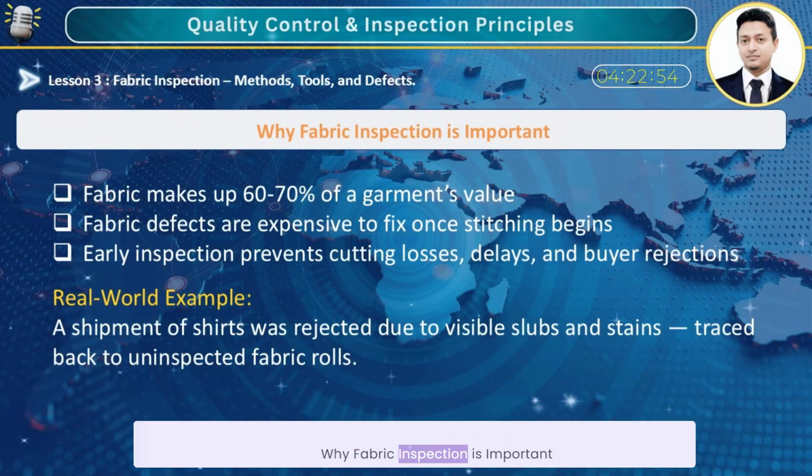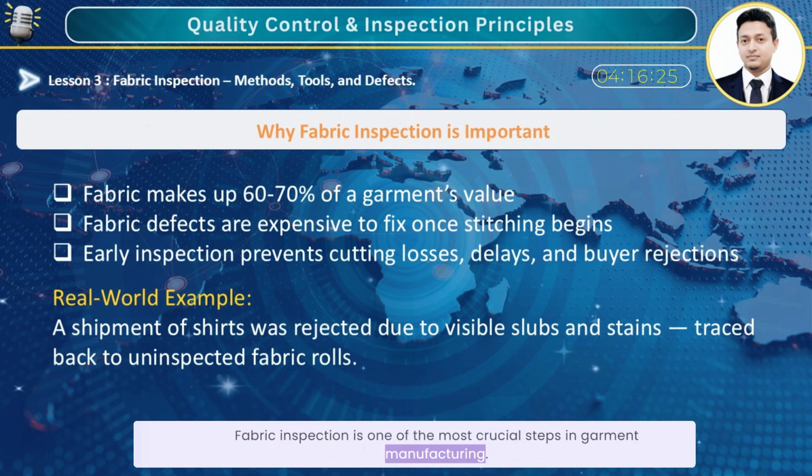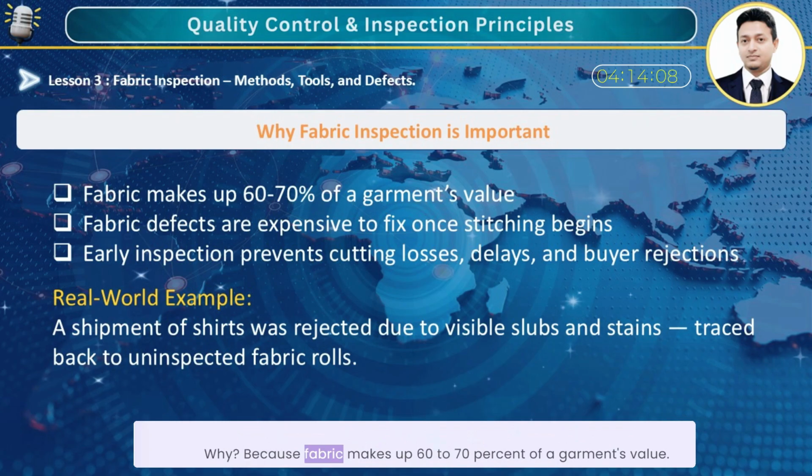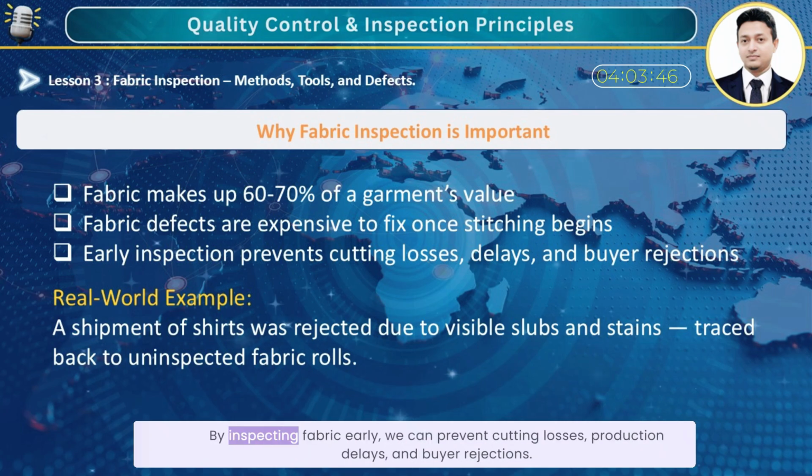Why is fabric inspection important? Fabric inspection is one of the most crucial steps in garment manufacturing. Why? Because fabric makes up 60 to 70% of a garment's value. Once stitching begins, fabric defects become costly and difficult to fix. By inspecting fabric early, we can prevent cutting losses, production delays, and buyer rejections.